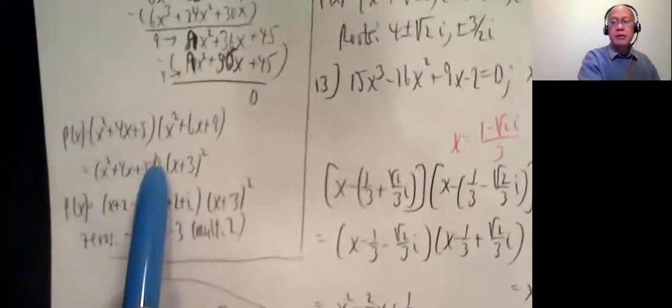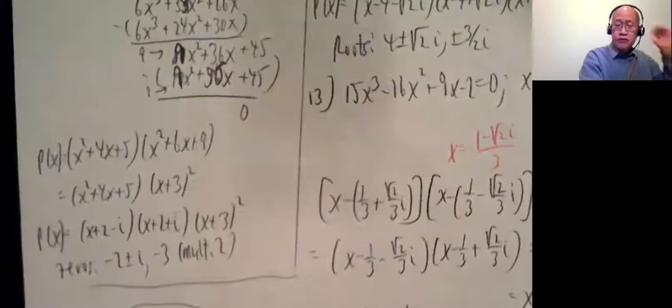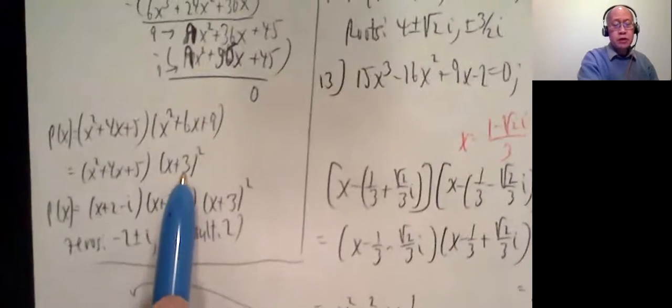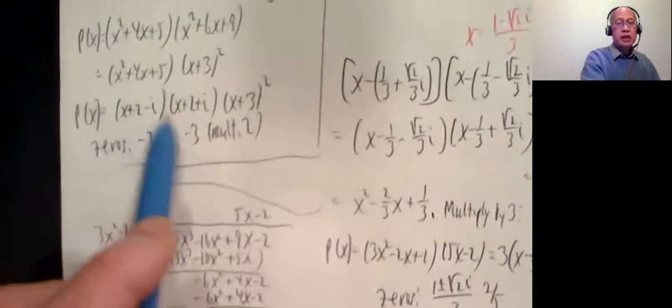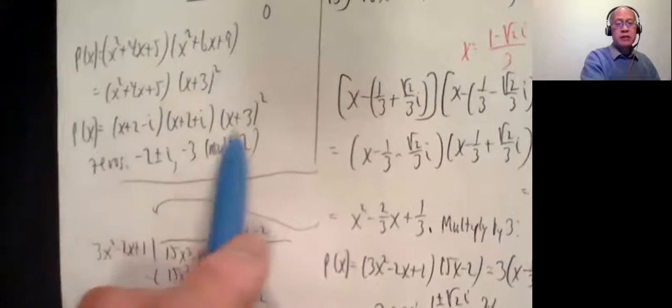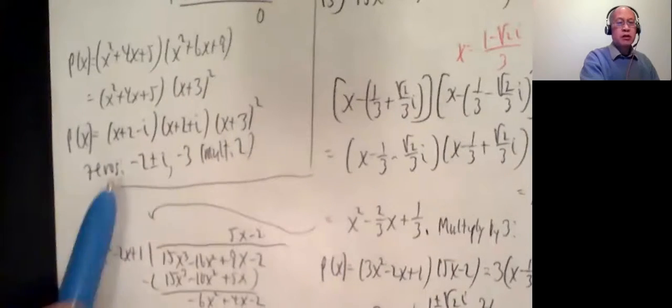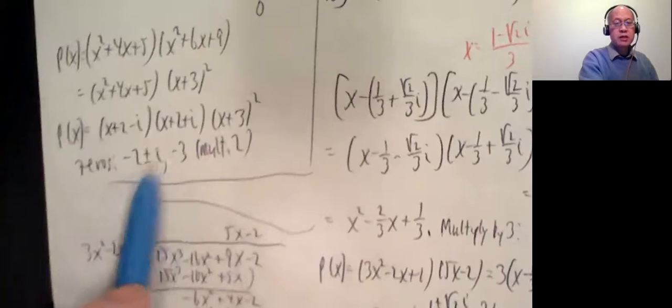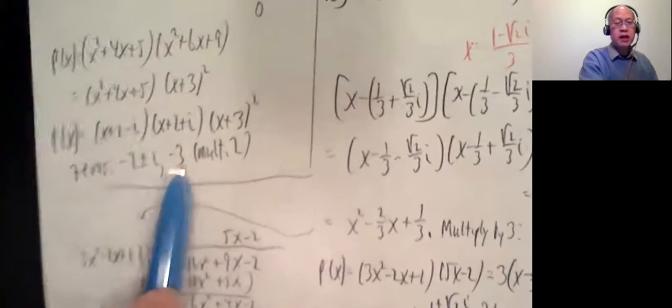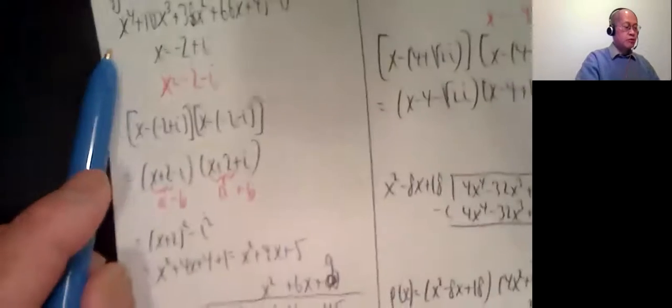So the original polynomial is x squared plus 4x plus 5 times x squared plus 6x plus 9. This further factors into x plus 3 squared. Okay, so I have it completely factored. Fourth degree means there's 4 zeros and 4 factors. The 4 factors are, rewriting this as an original factor, x plus 2 minus i, x plus 2 plus i, and x plus 3 squared, which means the zeros are -2 plus or minus i and -3 of multiplicity 2. That's 1, 2. Remember, this is -2 plus i, -2 minus i, and -3 twice for the 4 roots.